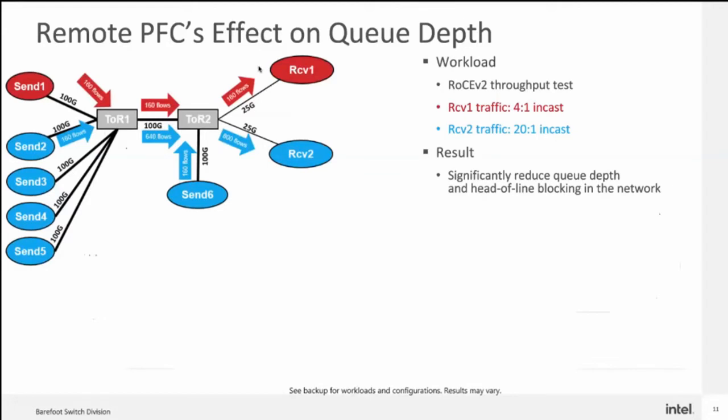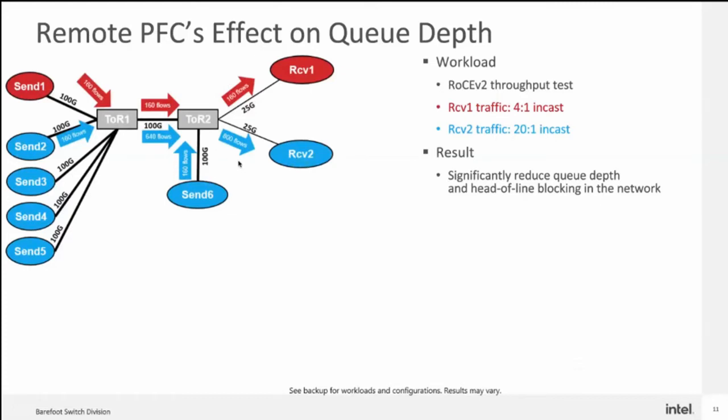And these 8 servers handle 2 separate incast events at the same time. So we have a 4-to-1 incast between sender 1 and receiver 1. Receiver 1 receives at 25G and sender 1 sends at 100 gigabits per second. And then we have a large incast event of a 20-to-1 incast in blue, that's receiver 2.